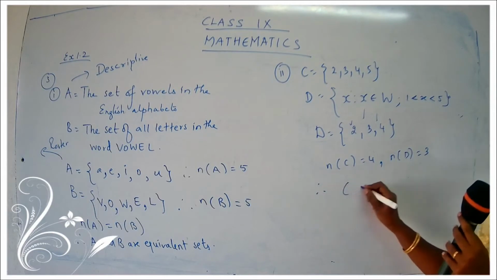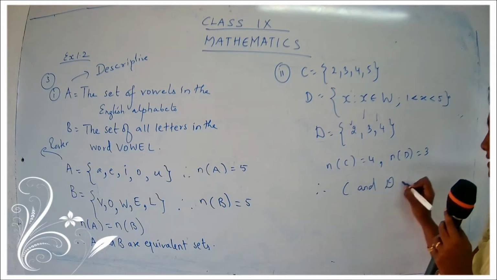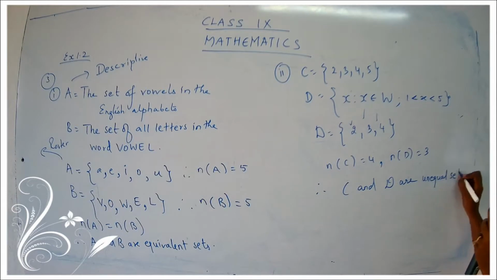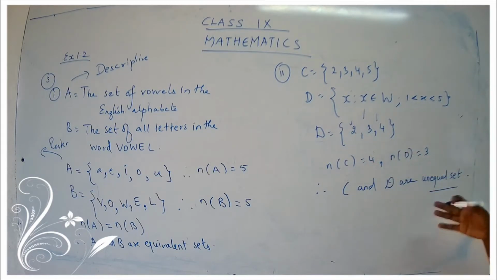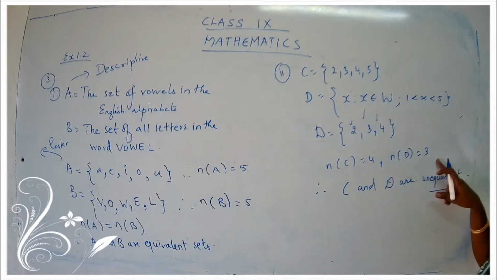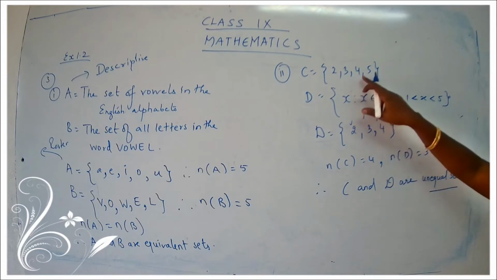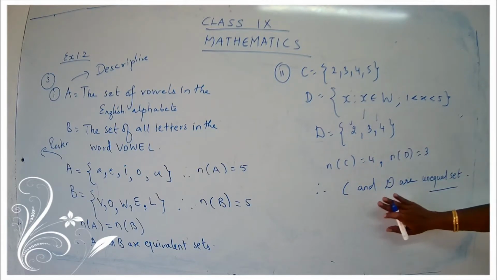Therefore you say, therefore C and D are unequal sets because I am not getting the same numbers. If the numbers are same, suppose you have the same number as 4 and 4, we say it is an equivalent set. But here, since we are not having the same number and also we are not having the same members, for C you have 2, 3, 4, 5 as members, and for D you have the members 2, 3, 4. That means you have to say that C and D are unequal sets.